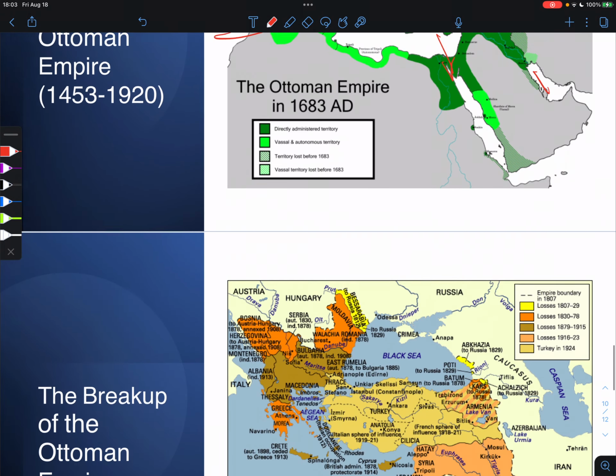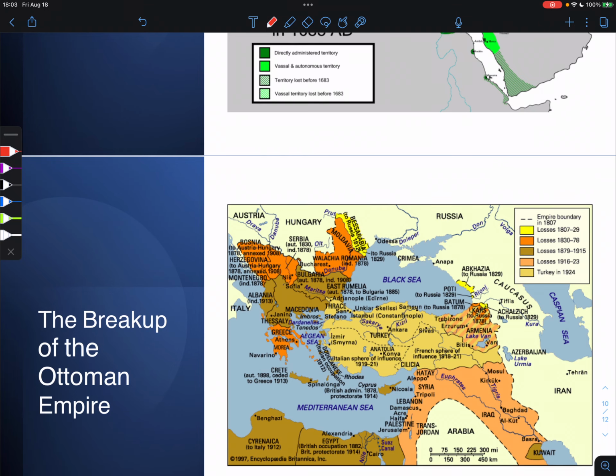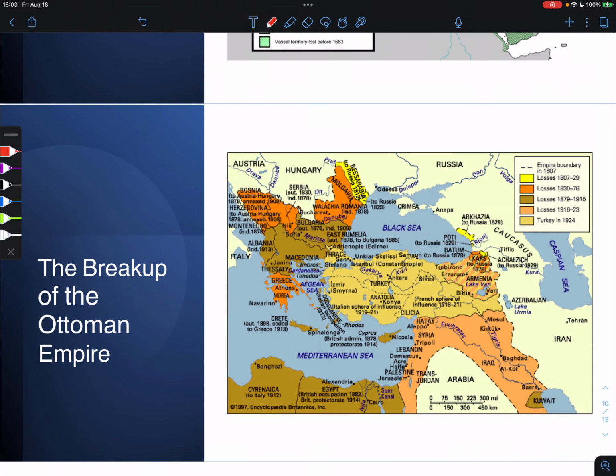Okay, so that was the problem. They needed to break up the Ottoman Empire, and this is how they broke it up, little by little, right? In Eastern Europe, so to speak: Moldavia, Bosnia, Greece. Ultimately Egypt, of course, and the Fertile Crescent, this area, which is called the Fertile Crescent. They broke it up, right?